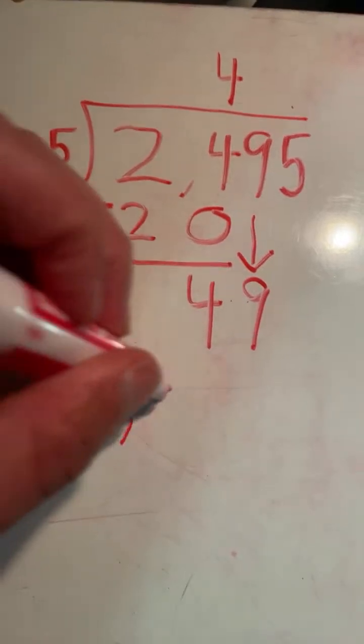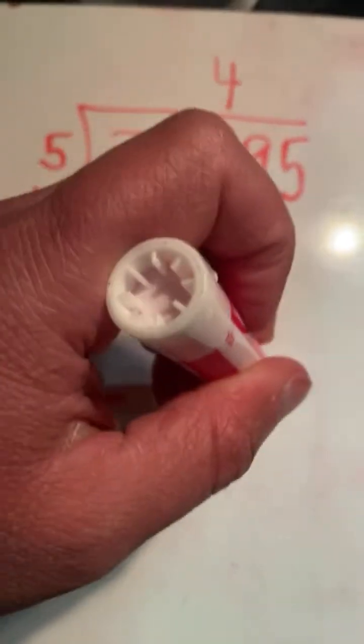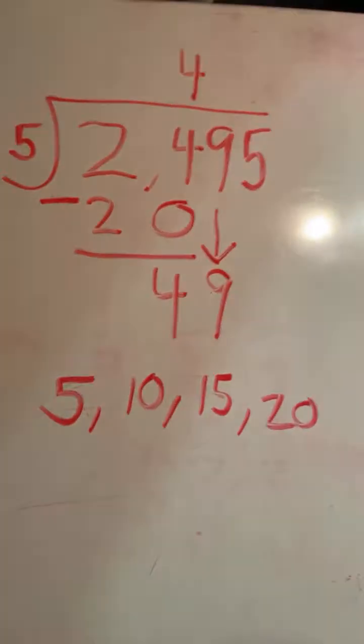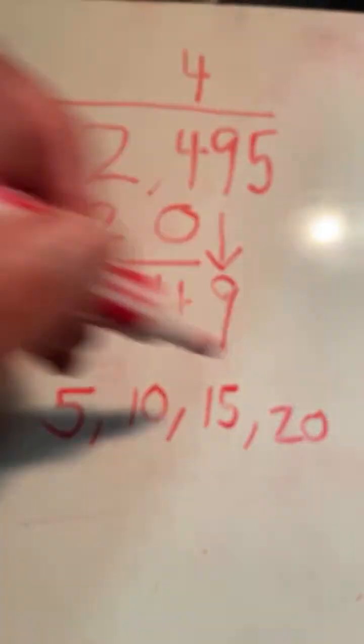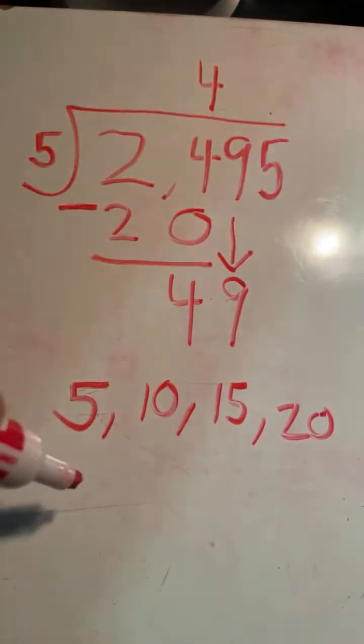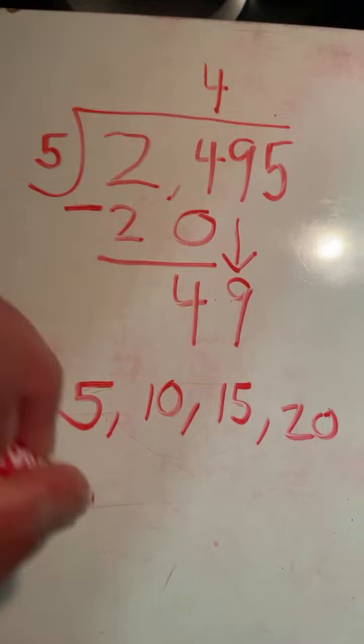5, that's 1 group of 5. 10, 2 groups. 15, 3 groups. 20, we are at 4 groups of 5. We're going to keep counting by 5s because remember, we want to get as many groups as we can without passing the number 49. So I'm going to keep counting now.